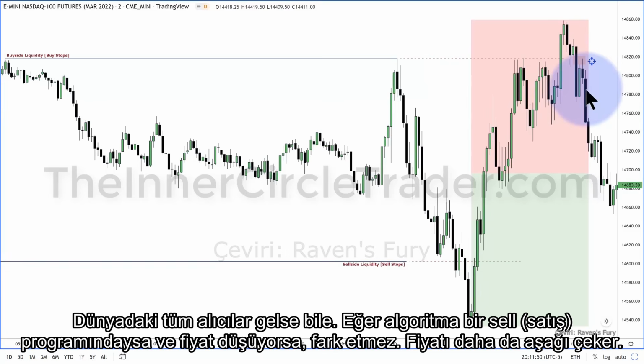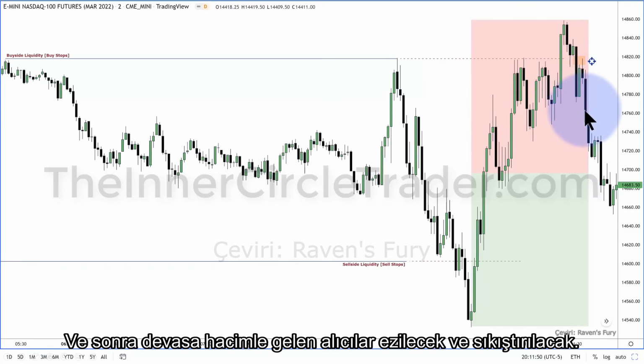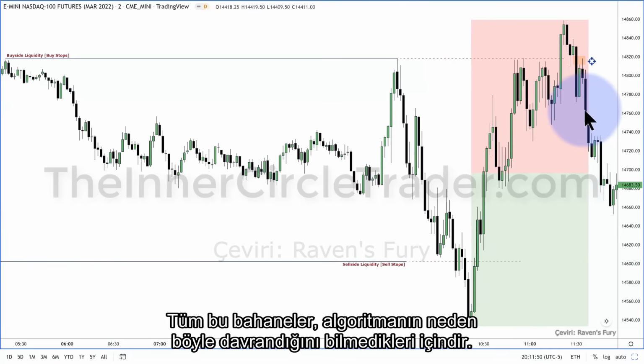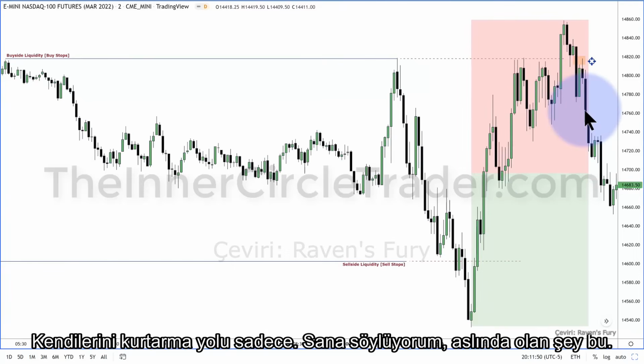If the algorithm is in a sell program and it's going lower, it does not matter. It's going to reprice lower and lower and lower. And then what will happen is those buyers that may come in with a huge influx of volume, they're going to get crushed and they get squeezed. You ever hear that term? Oh, this is a bear squeeze. This is a bull squeeze. All that is an excuse for them not to know why the algorithm is doing what it's doing. That's it. That's all it is. It's an out. I'm telling you, this is what's really going on.